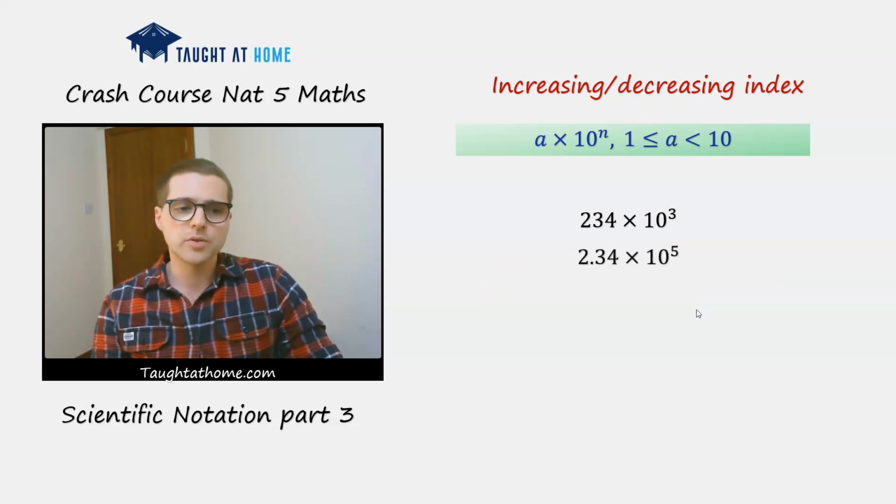So then it'll be 2.34 times 10 to the 5. These numbers are equal, they're the same, but this one is strictly in scientific notation because it adheres to this law.